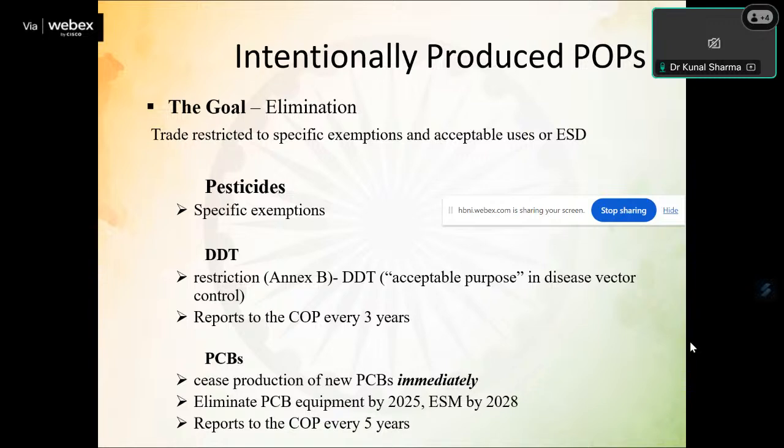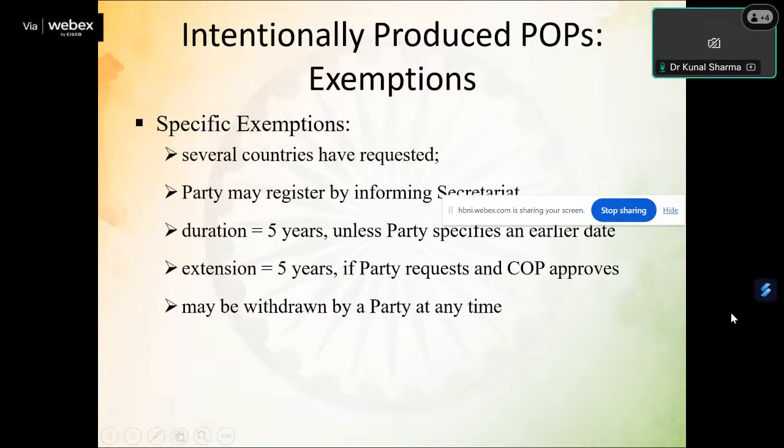So it is a must that for intentionally produced POPs, we have to cease production of new PCBs immediately and eliminate them if not in use. So it is very much required. Reports to the Conference of Parties every 5 years should be submitted as decided in the convention. So everything is on a similar line. There are certain exemptions for these.